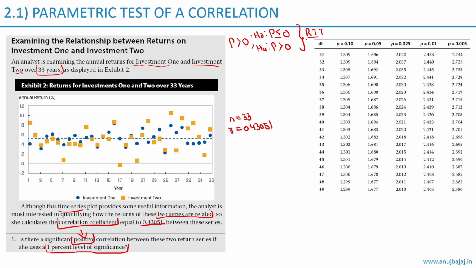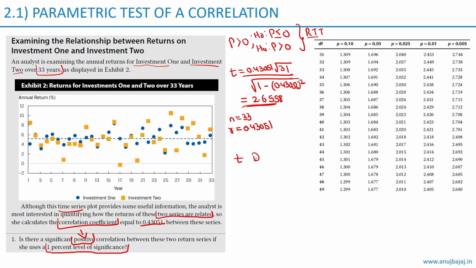So let us find out the t statistic first. T stat equals the sample correlation, which is 0.43051, multiplied by the square root of n minus 2, which is 31, divided by the square root of 1 minus 0.43051 squared. So the t stat is 2.6558.